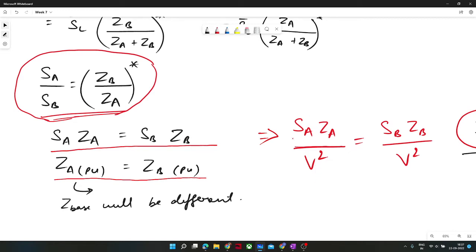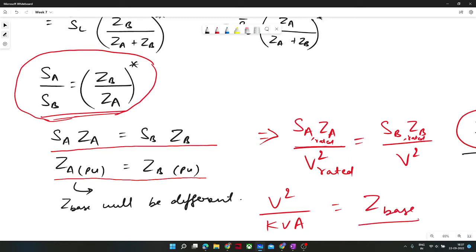V square by SA, if I say it as SA rated, similarly SB rated. So V square by S, V square by kVA, that should come out to be Z base, if you remember the concept of per unit.